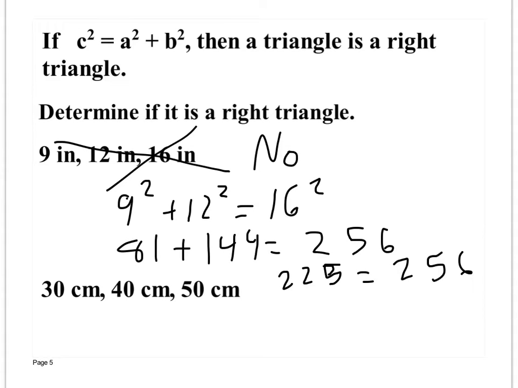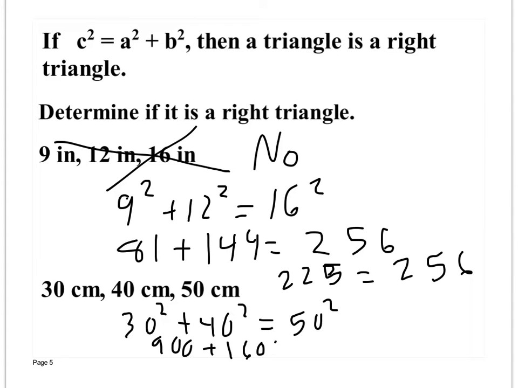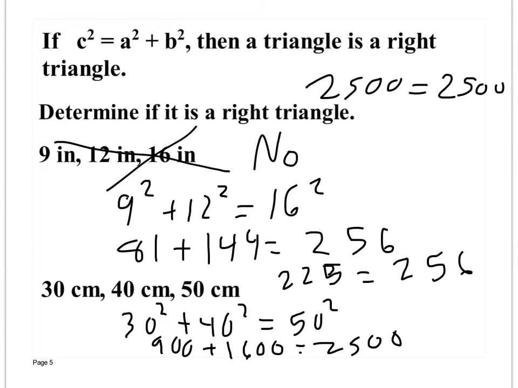So 30 squared plus 40 squared is equal to 50 squared. 30 squared gives you 900, 40 squared gives you 1600, and 50 squared gives you 2500. Add 900 and 1600. What does it give you? 2500. Does 2500 equal 2500? Yes. So yes, this is a right triangle.